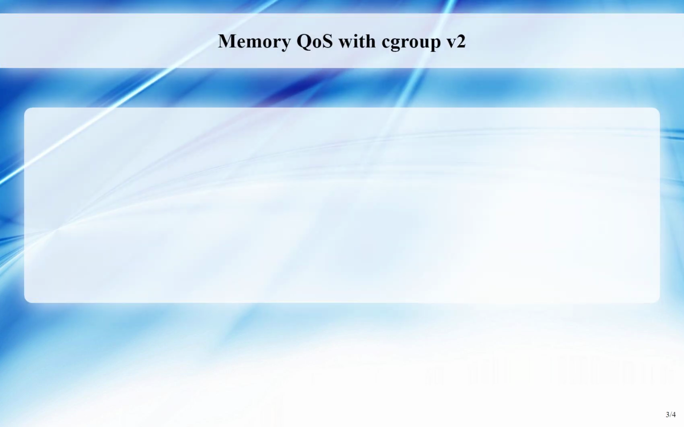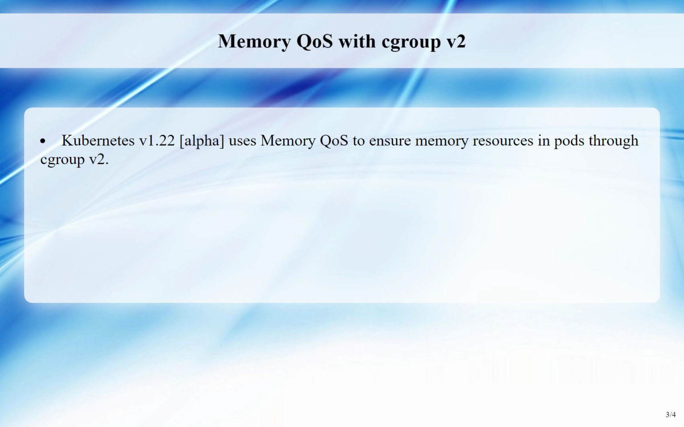Memory QoS with cgroup v2. In Kubernetes v1.22 alpha, memory QoS is utilized to guarantee memory resources by using the memory controller of cgroup v2. Memory requests and limits of containers in a pod set specific interfaces such as memory.min and memory.high.